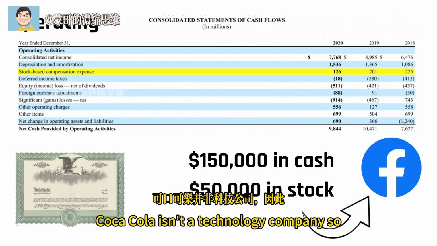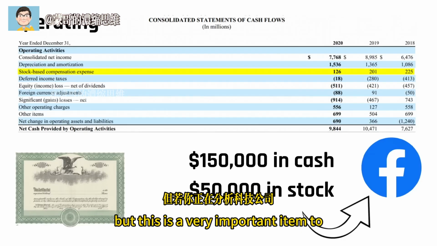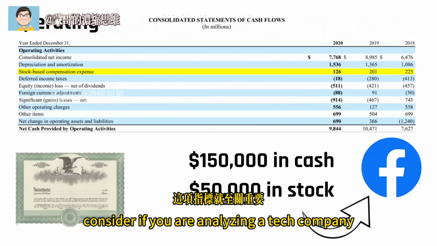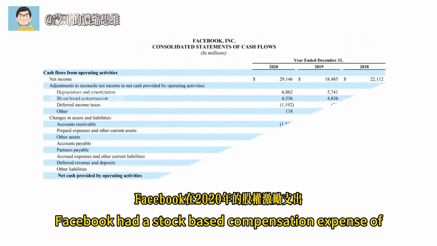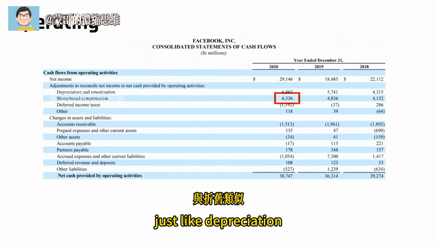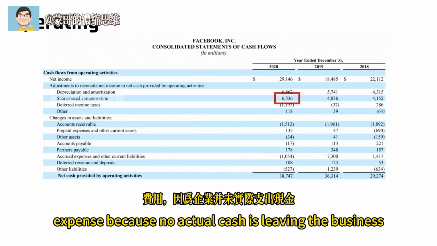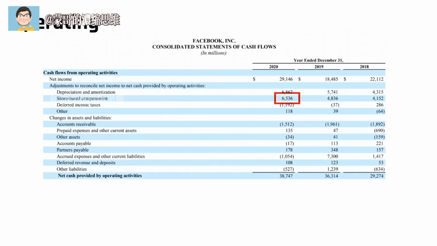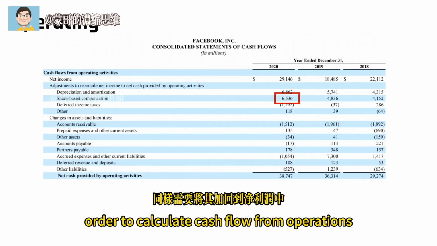Coca-Cola isn't a technology company, so this number for them is relatively low, but this is a very important item to consider if you are analyzing a tech company. Just for some perspective, Facebook had a stock-based compensation expense of $6.5 billion in 2020. Just like depreciation, stock-based compensation expense is considered a non-cash expense because no actual cash is leaving the business, so it also gets added back to net income in order to calculate cash flow from operations.